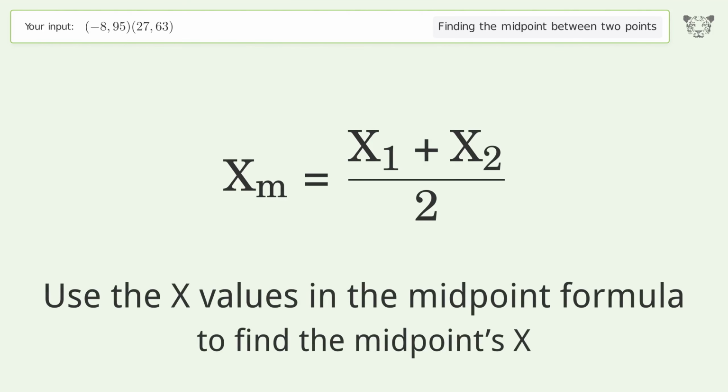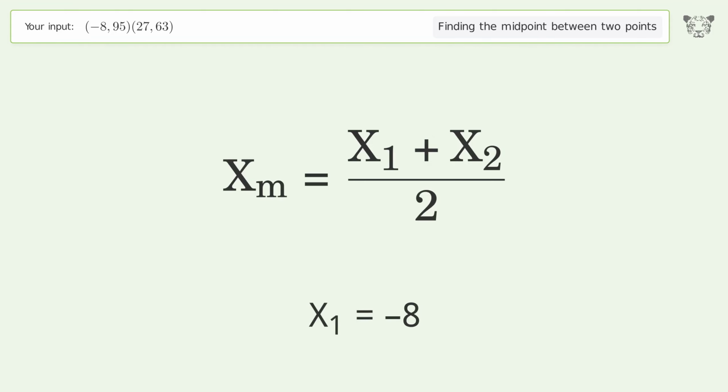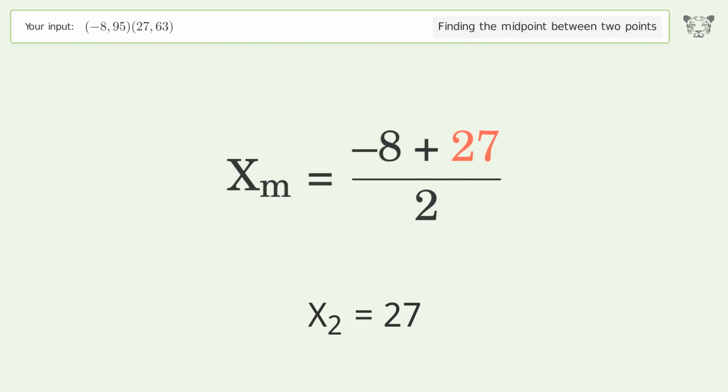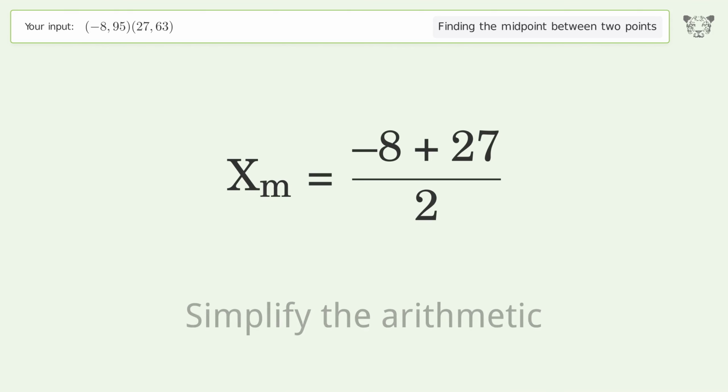Use the x values in the midpoint formula to find the midpoint's x. x1 equals -8. x2 equals 27. Simplify the arithmetic.